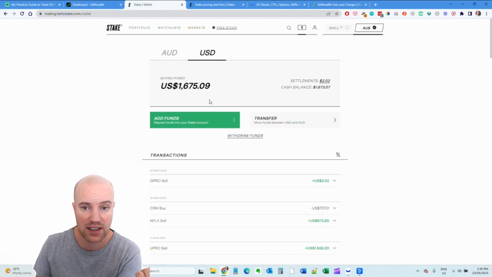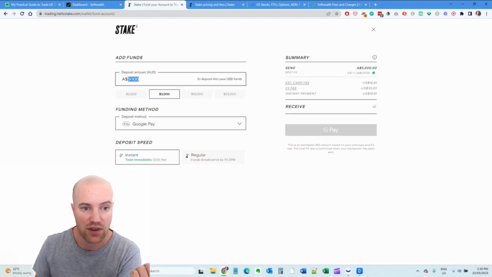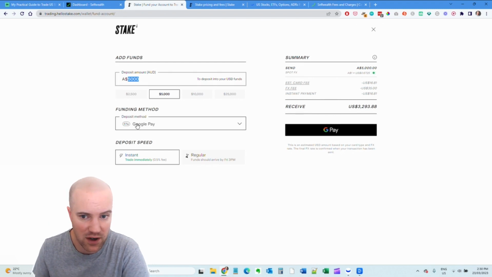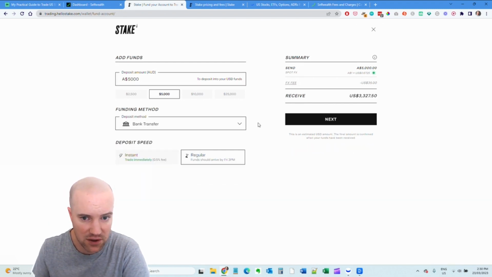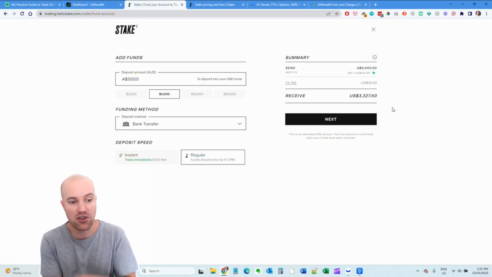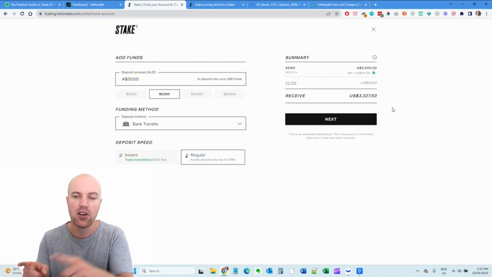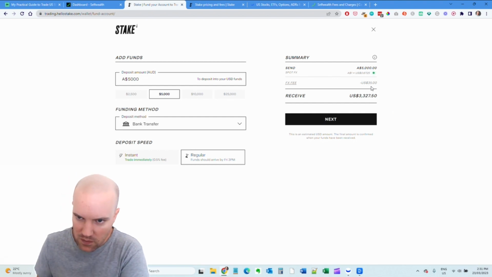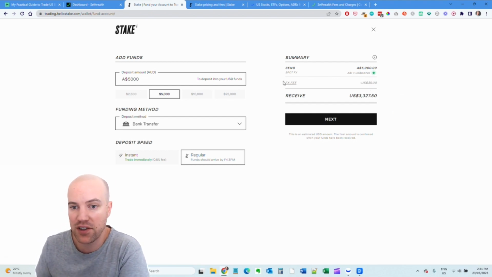So I click on my US account and funds. I actually transfer in Australian dollars, for example, $5,000. Bank transfer, lowest low cost fees. If I put in 5,000 Australian dollars, I'll get $3,327.50. So the first step to invest in the US market when you're actually doing a trade is to fund your account. To fund your account, you need to send your money from your Australian bank account to your US trading account.